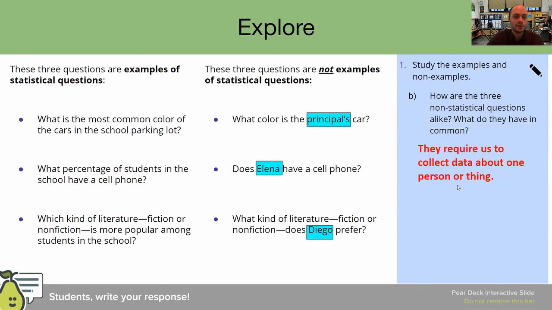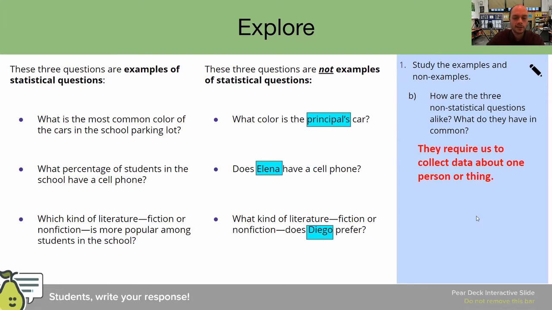Specifically, this data can be collected by just asking the person. We can ask the principal, what color is their car? We can ask Elena, does she have a cell phone? And we can ask Diego, do you like literature, which is fiction, or do you prefer nonfiction? Which one would you rather read? So these three questions can be answered with a simple question to the person, whereas the first 3 questions require some work.